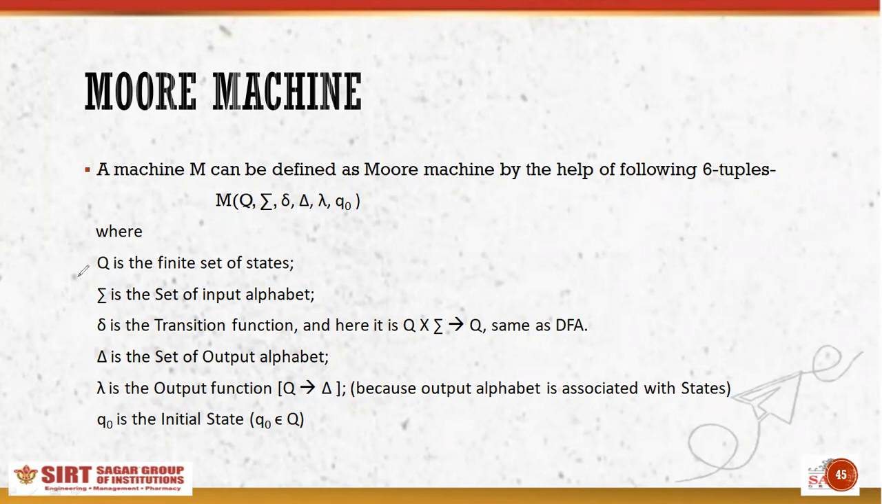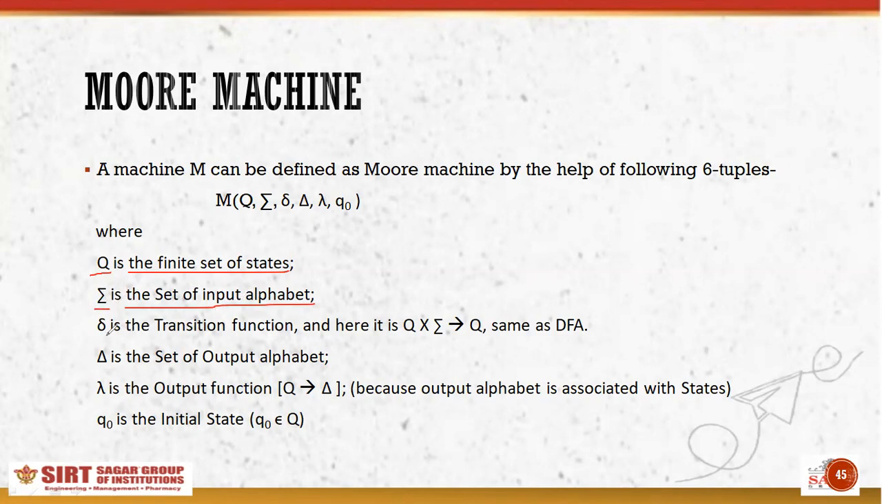Q, capital Q, has again come here, which means the finite set of states. The meaning is the same as it was in finite state machine without output. Sigma is again the set of input alphabets. Whatever input alphabet your input strings consist of will come under this set, and that is the set of input alphabet, termed as sigma.